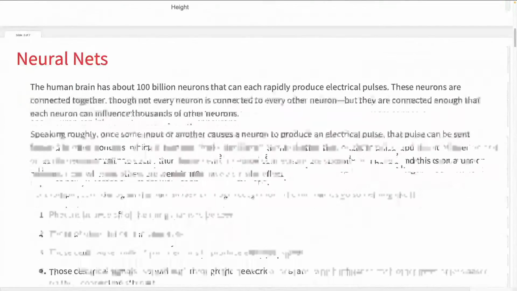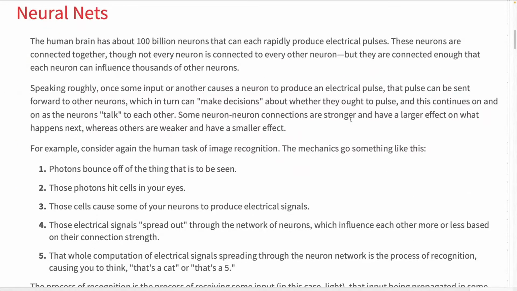So let's get into neural nets. And I realized while reviewing this this morning that this is a bit of a block of text, but bear with me here. So just kind of the background for neural nets. The human brain has around 100 billion neurons, and each of these things can rapidly produce electrical pulses. That's kind of the basic action of the neuron.